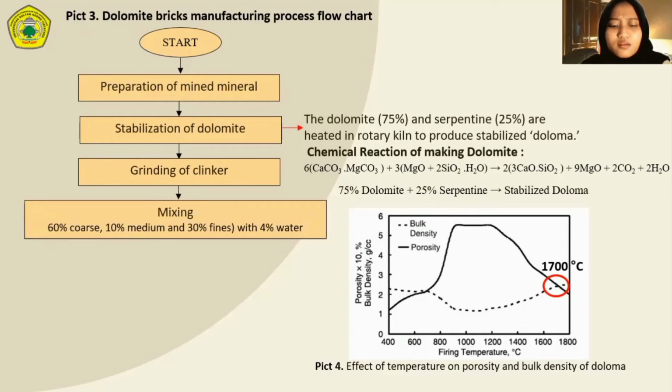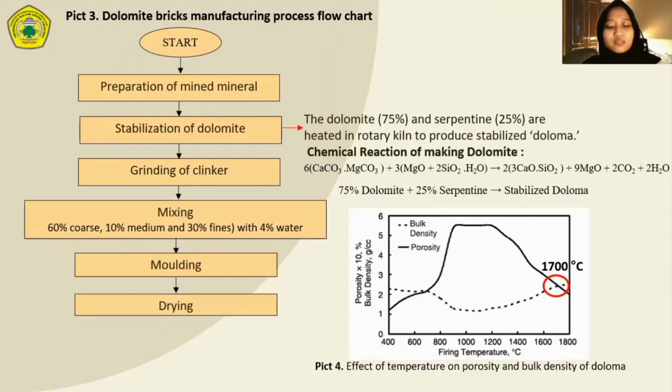And next, mixing. The ground dolomite powder is mixed 60% coarse, 10% medium, and 30% fines with 4% water. And next, molding. The mixed powder is pressed into molds using 70 to 100 MPa pressure in the desired shape. And next, drying. The pressed bricks or blocks are dried below 60 degrees Celsius in air. And next, firing. The bricks are fired in circular or rectangular furnaces using oil or gas as fuel.